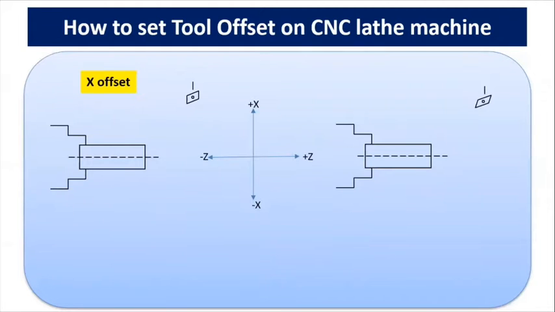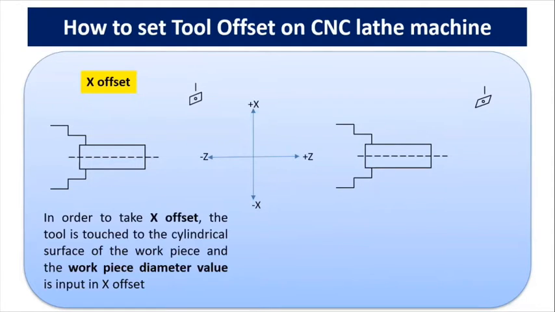Now, how to take the x offset? In order to take the x offset, the tool is touched to the cylindrical surface of the workpiece, and the workpiece diameter value is input in the x offset. So, for that, when the tool touches the outer periphery of this component, then take a vernier or a micrometer and note down the reading, and that reading has to be entered in the x offset. There is one table I will show you in the demonstration.